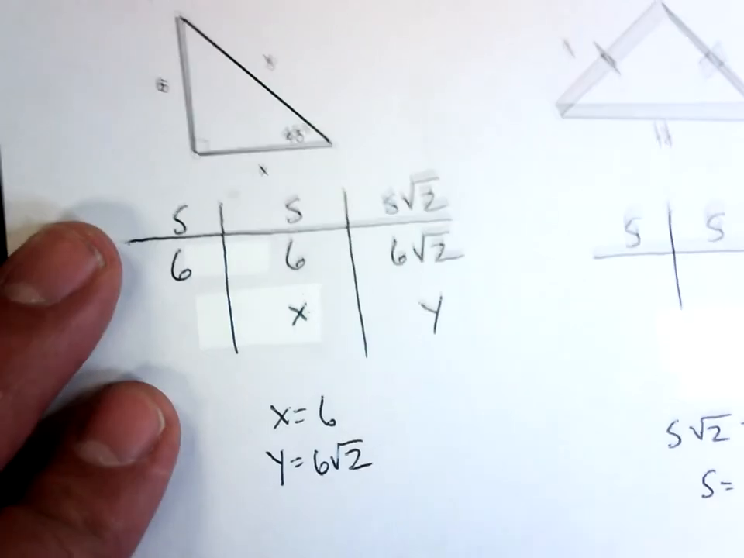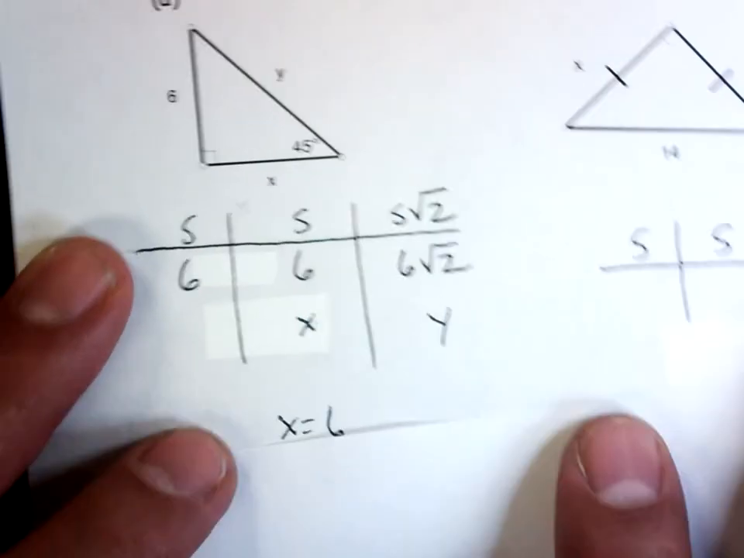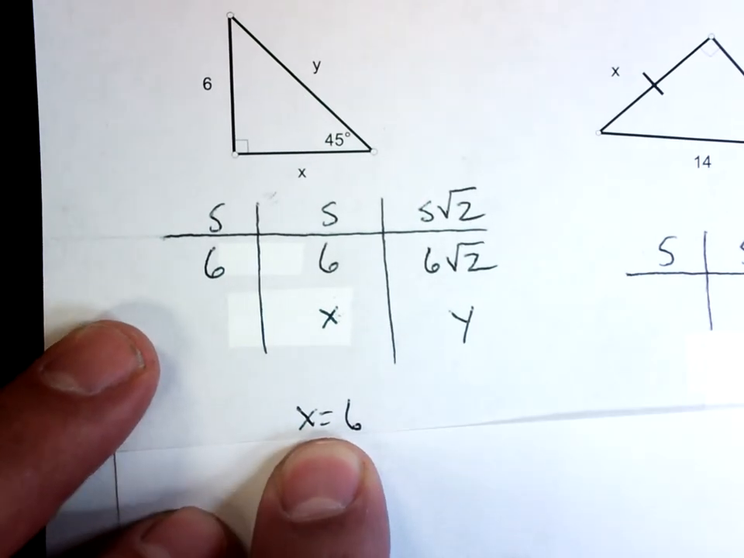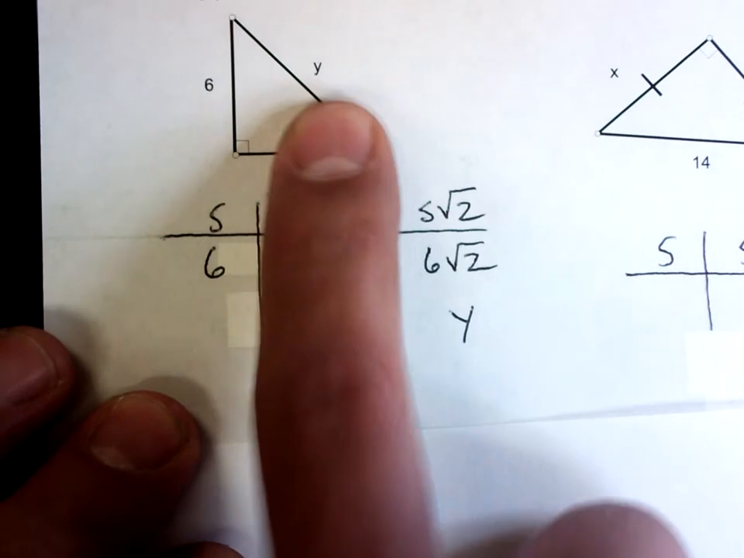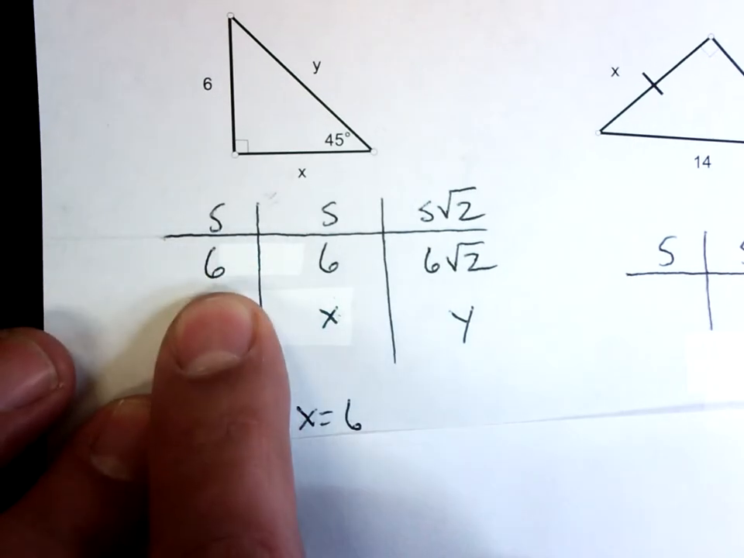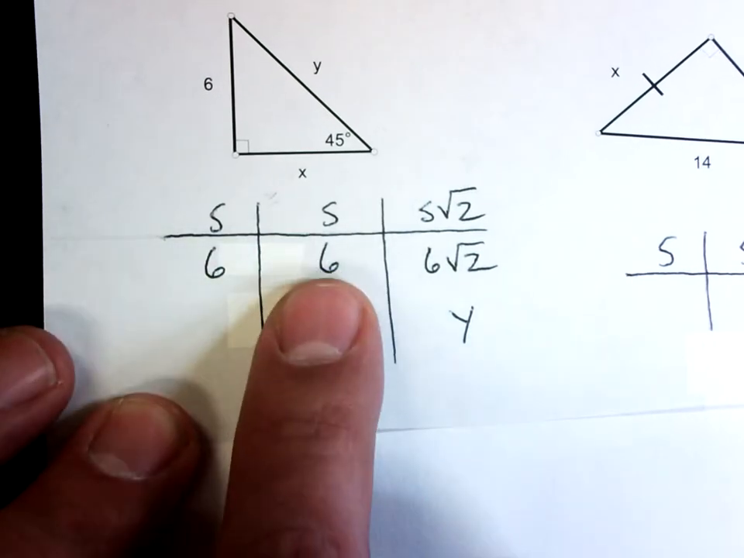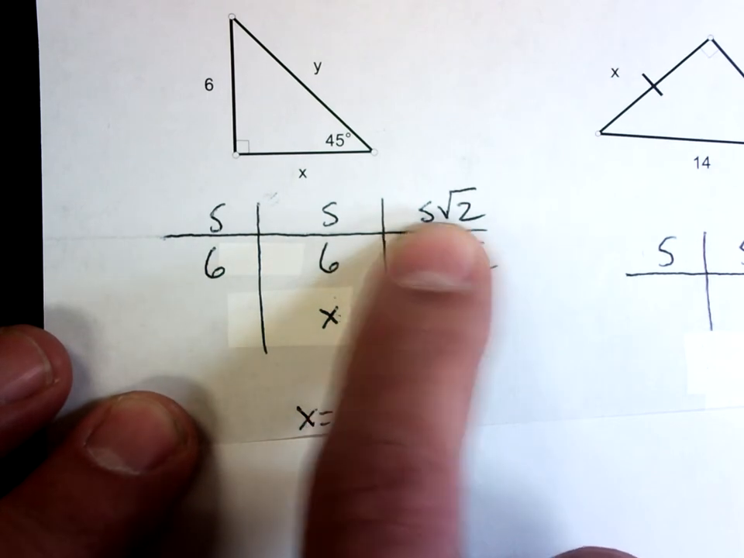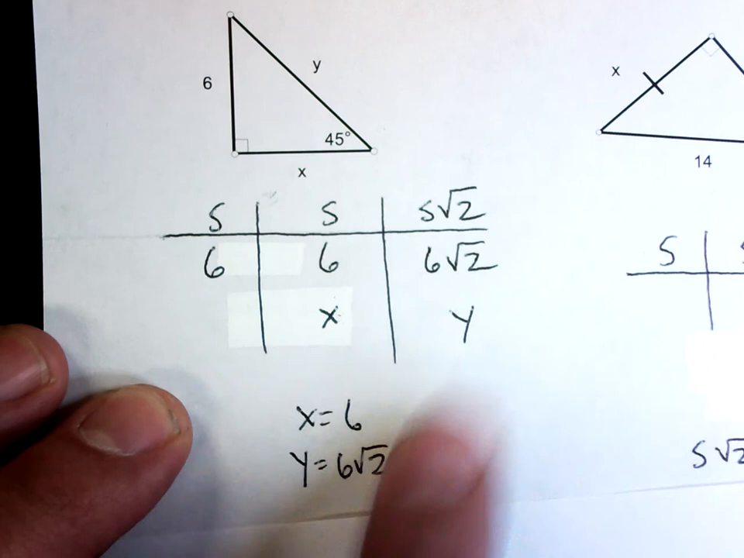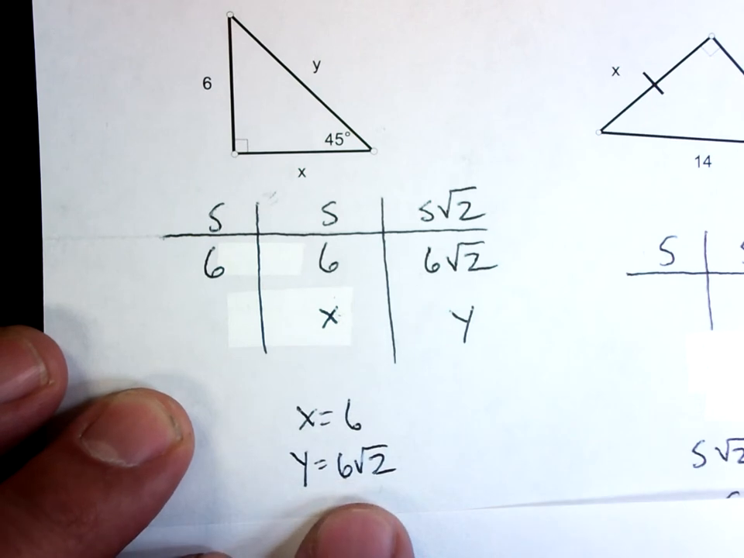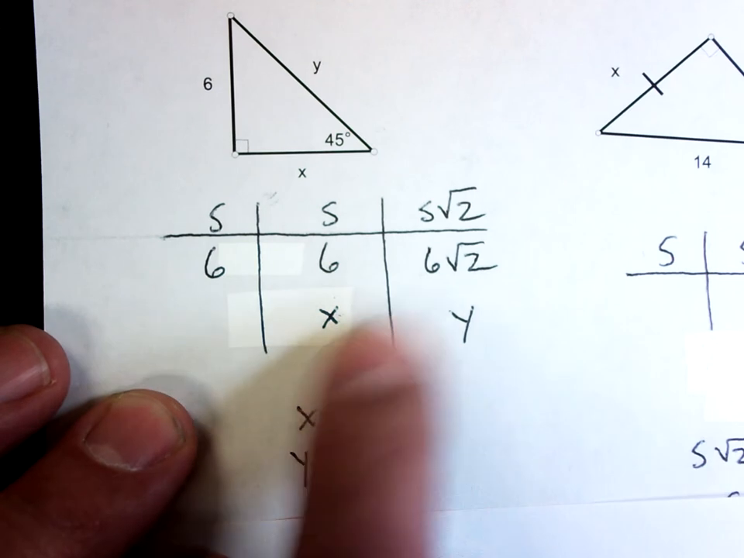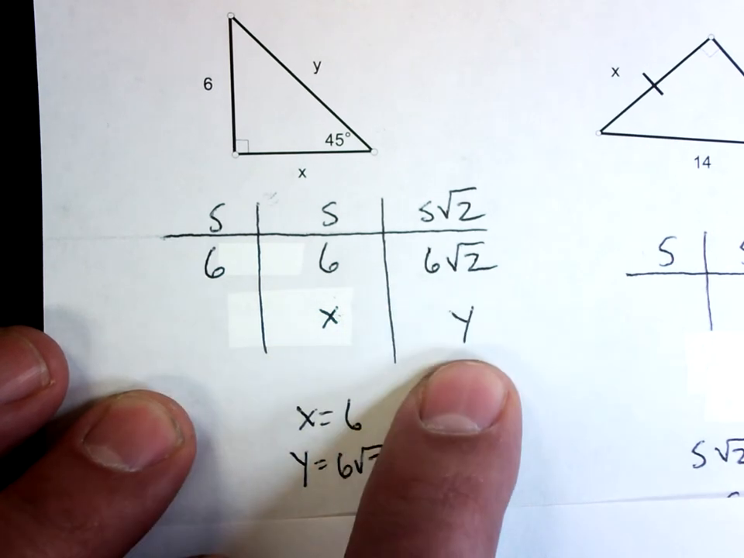Let me show you what I did. So I already knew what x was. X had to be equal to 6. Now to get the y, remember, this s is 6, this s is 6, and to get the y, it's just equal to s times the square root of 2. Well, what is s? S is 6. So this 6 is my x, and this 6 root 2 is the y.